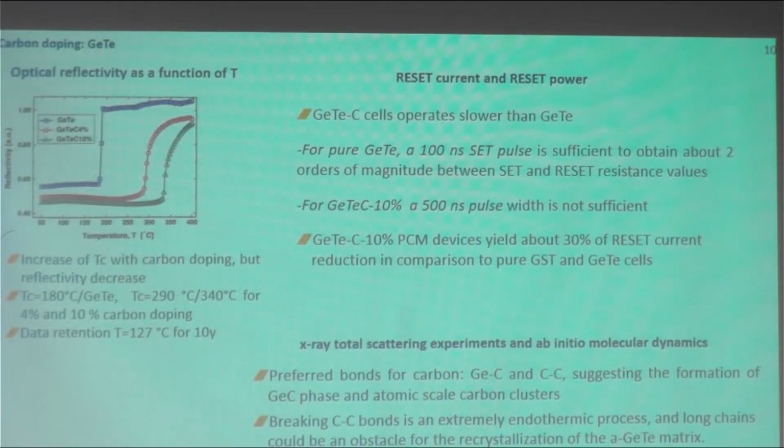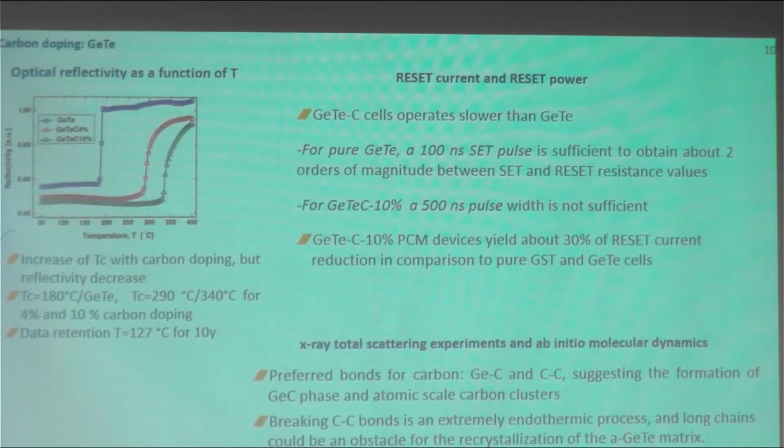And here, let us look at some basics of what carbon does to the material from the basic research side. Such doping also increases TC, even to 340 degrees C if you introduce 10% of carbon doping, and it also increases accordingly the data retention to 130 degrees C for 10 years.